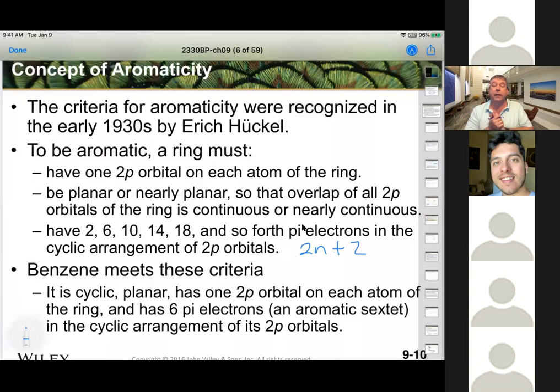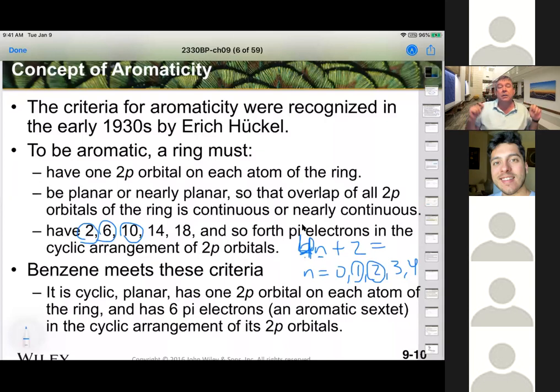Any integer, okay? Now, why does that work? Well, if this is 0, that means 2. If this is 1, 4N plus 2 is 6. If it's 2, that'd be 8 plus 2 is 10. So 4N plus 2, if you don't want to remember the numbers, or 2, 6, 10, and 14, if you want to remember the numbers.